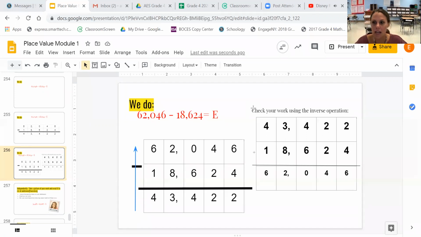So this is a great strategy. I know it takes another minute, but if you want to be right, let's take that extra minute and double check our work. And that's our value for E.